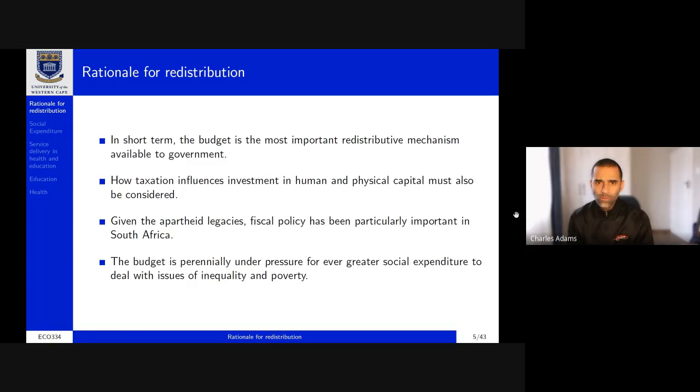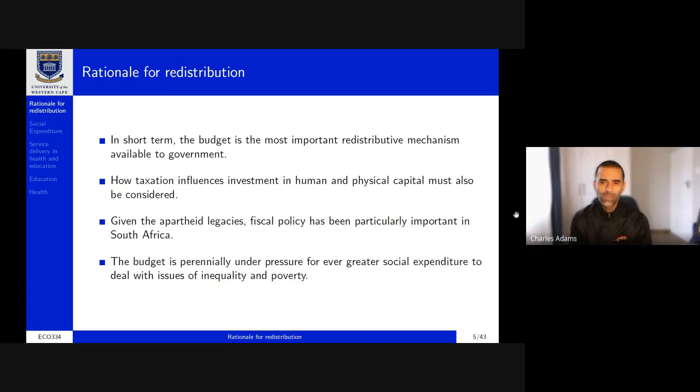Okay. So the rationale for redistribution. The budget is the most important redistributive mechanism available to government and to society in general. Despite what the proponents of NGOs might say, government, it appears, is most efficient at redistributing resources in a society. Now, when we say the budget, we mean both tax and expenditure, and we have to be careful when we implement redistributive mechanisms like progressive taxation. Government has to consider the implications of taxation. For instance, does raising taxes have a deleterious effect on investment in human and physical capital?